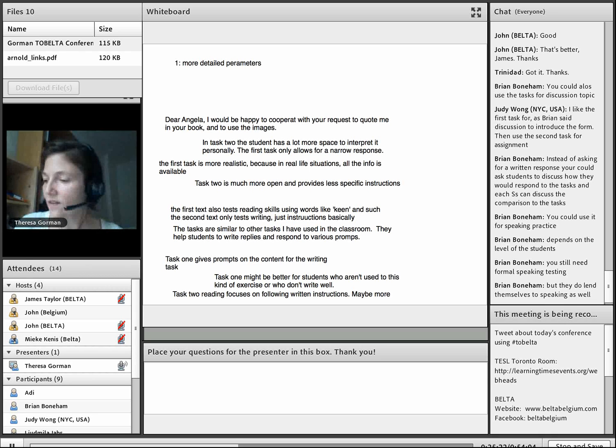So the first one comes from the LCCI. So this is an integrated business reading to write task. The second one comes from the BEC, Business English Certificate, Cambridge.